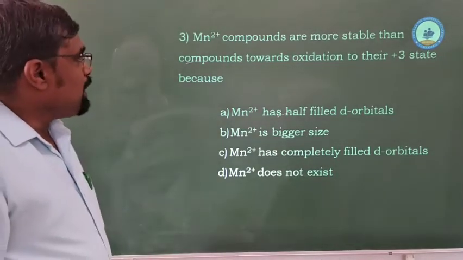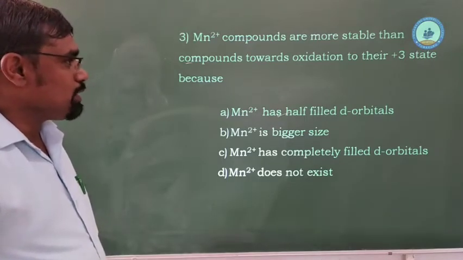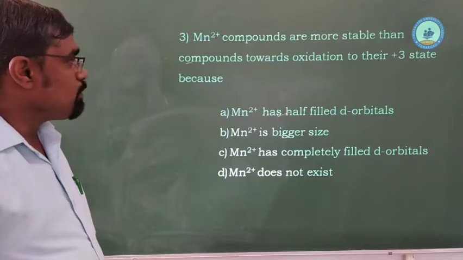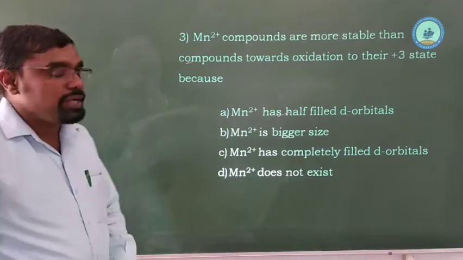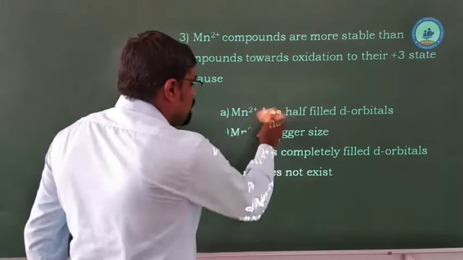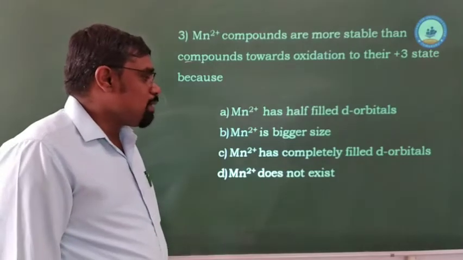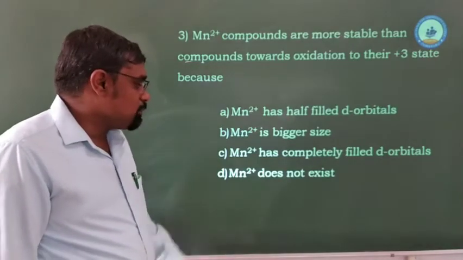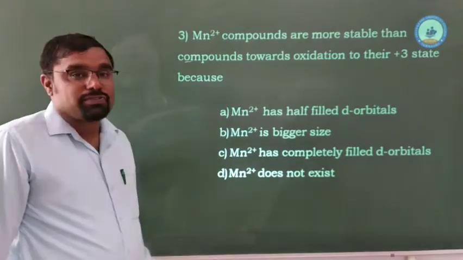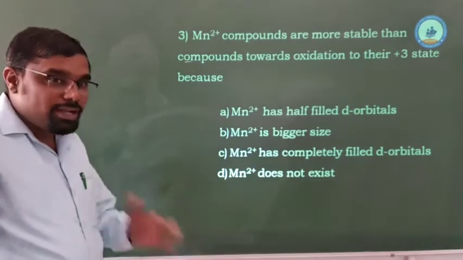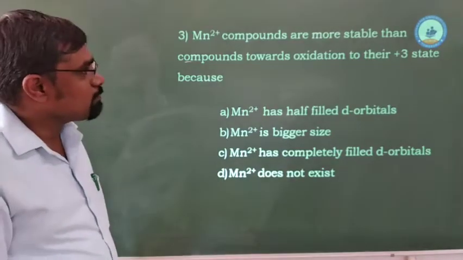Next question: Mn2+ compounds are more stable than Mn3+ compounds toward oxidation to the +3 state because: Mn2+ has all-filled d orbitals, Mn2+ has half-filled d orbitals, Mn2+ is bigger in size, Mn2+ has completely filled d orbitals, or Mn2+ does not exist. If you know the considerations, you can answer this one easily.